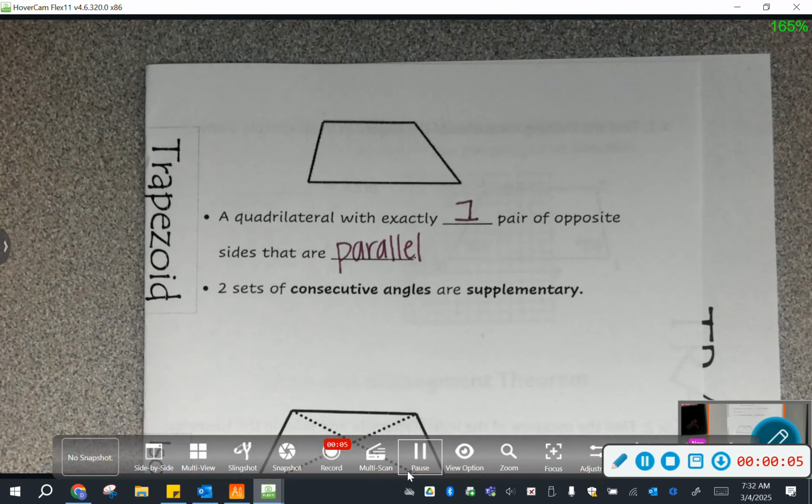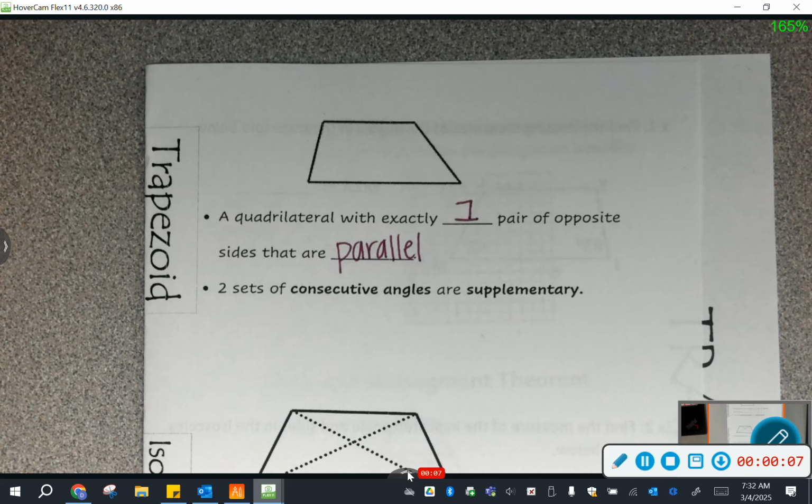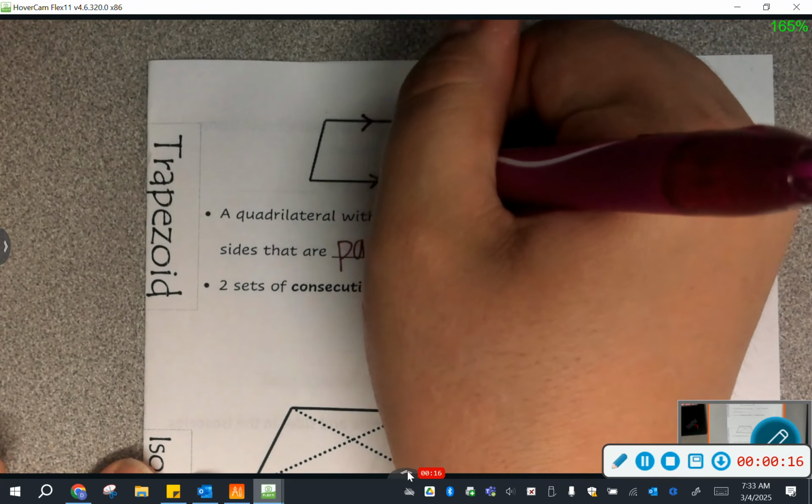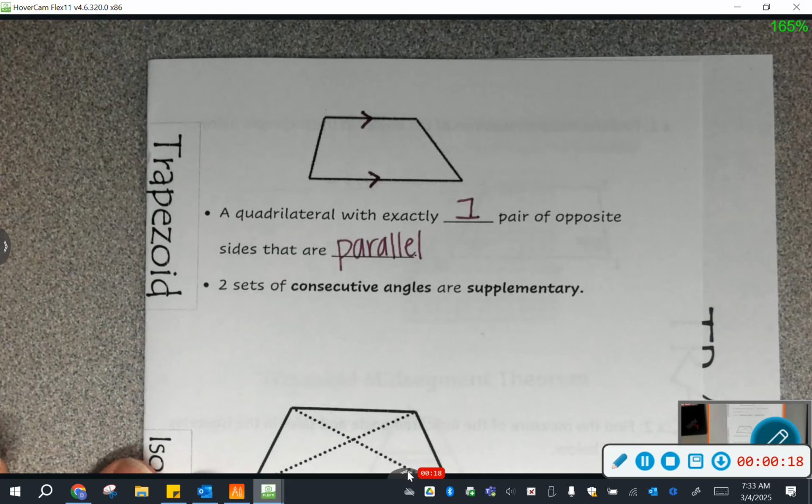Okay. Trapezoids. They are a quadrilateral with one pair of sides parallel. So look up real quick. Can y'all add the little arrow on top so that we know, hey, those sides are parallel.